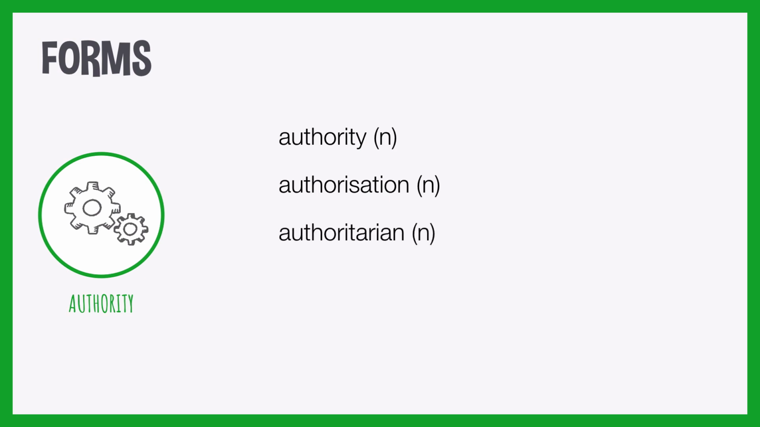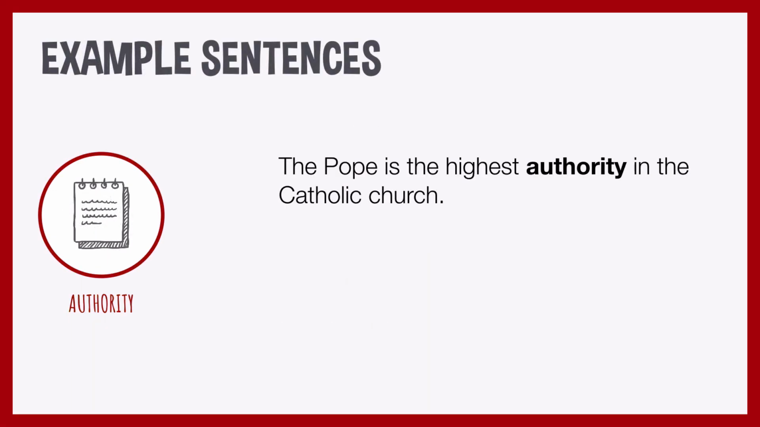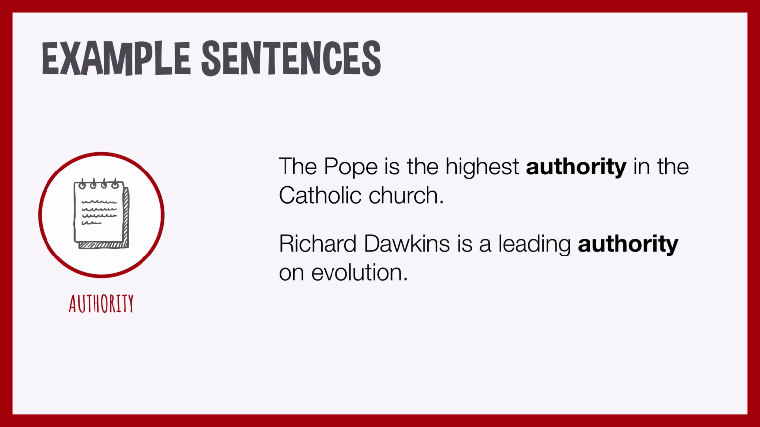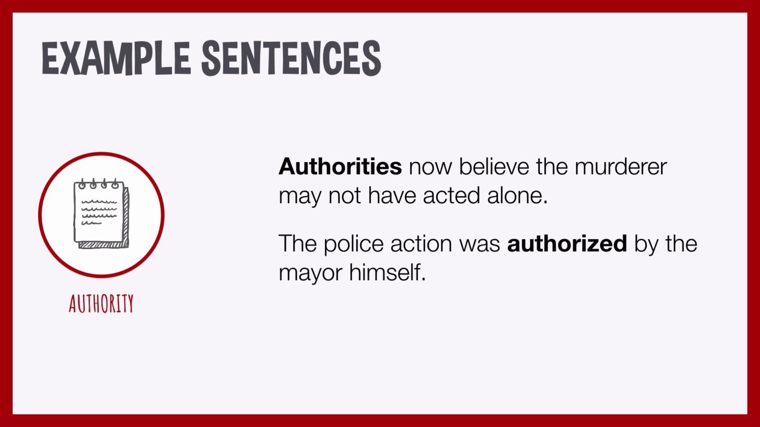Authoritarian is another noun. Authorize is a verb, and authoritative. Authoritative is an adjective, and also quite difficult to say. Some example sentences of those different forms. The Pope is the highest authority in the Catholic Church. Richard Dawkins is a leading authority on evolution. Authorities now believe the murderer may not have acted alone. The police action was authorised by the mayor himself.